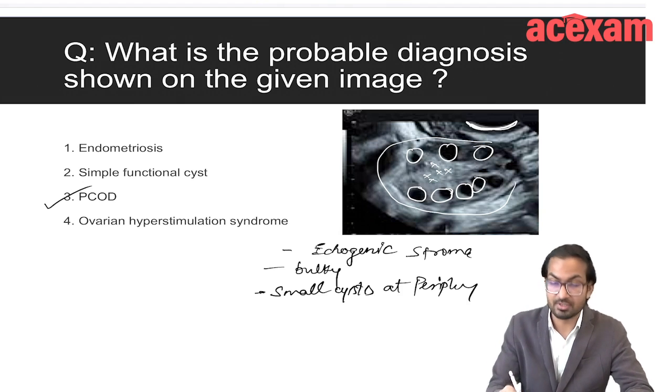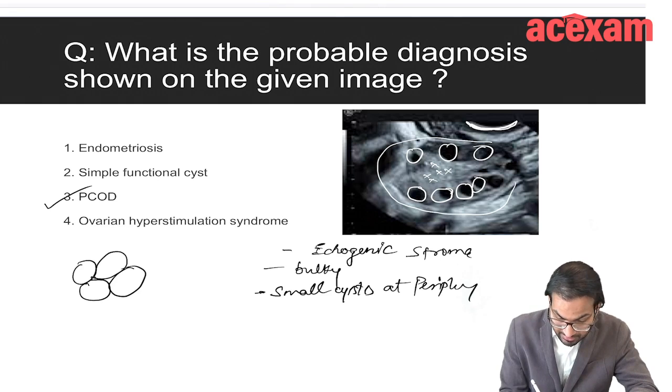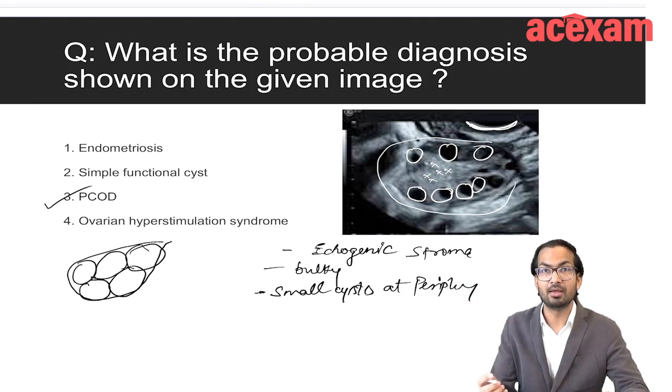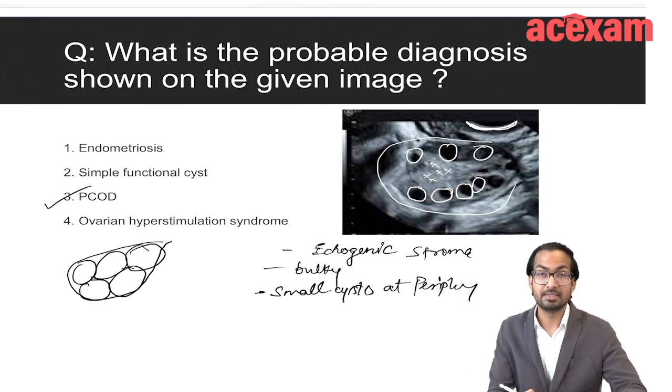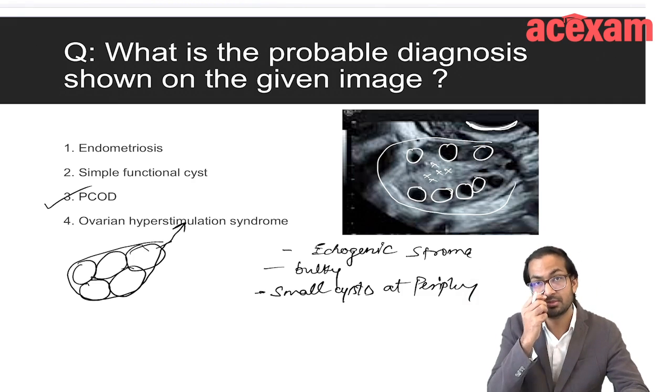What you need to remember, if this particular ovary is replaced by multiple large cysts like this, and you can't see any stroma, and this is how the entire ovary looks like, and these cysts could be very big, if you see these kind of thing, this is classical of ovarian hyperstimulation syndrome.